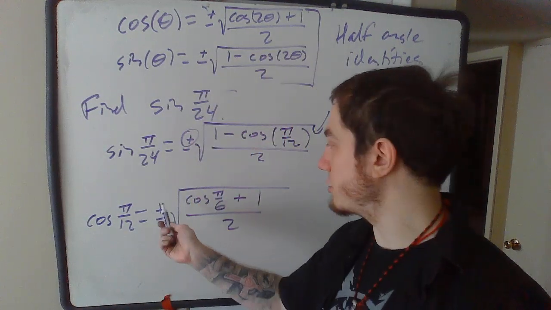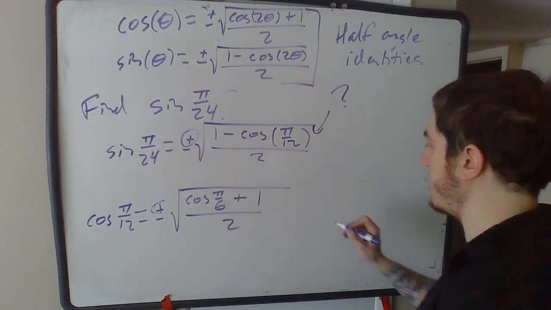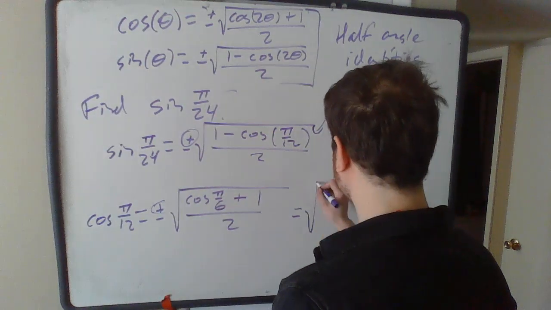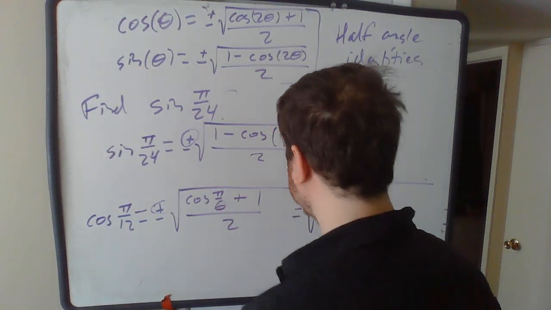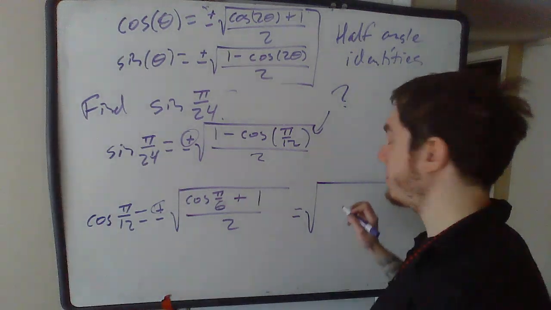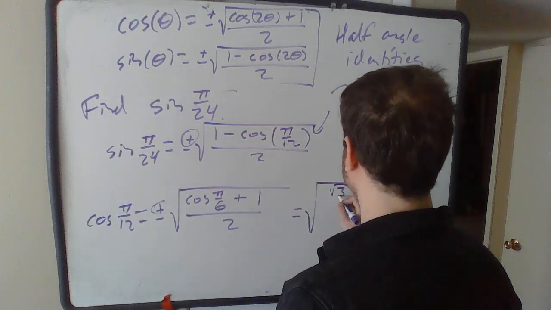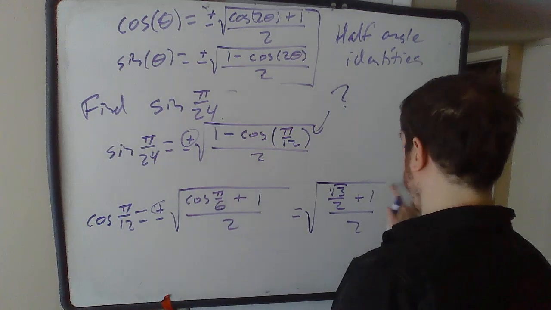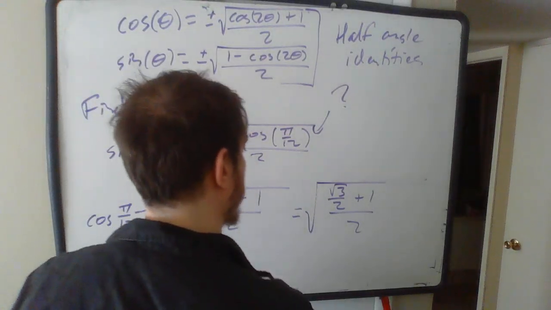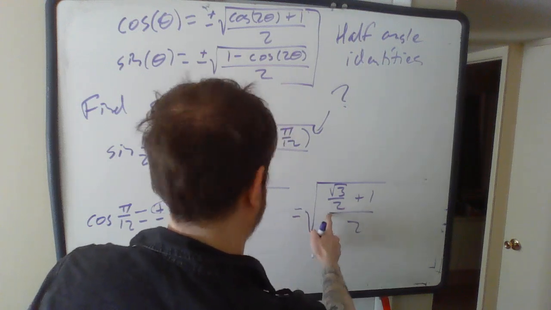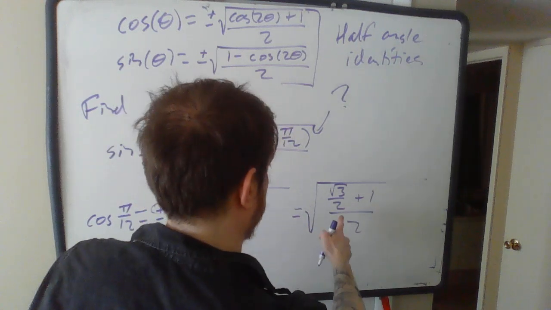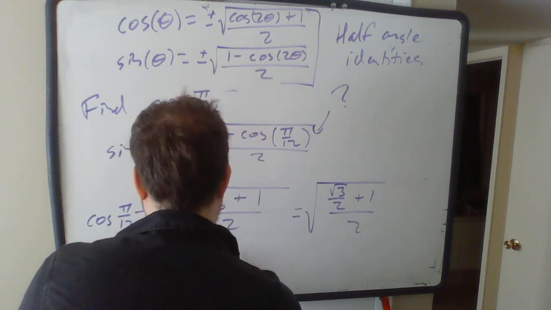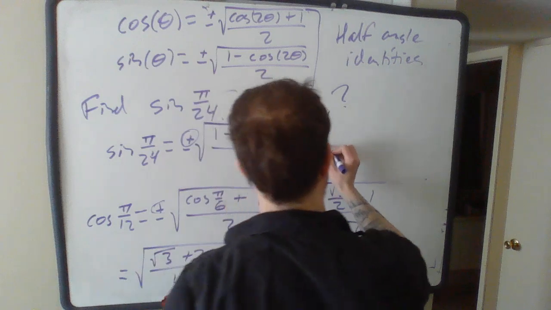Now, pi over 12 is in quadrant 1. We take the positive square root here, and this comes out to be the square root of, now cosine pi over 6, we said this a minute ago in the previous example, this is the square root of 3 over 2, plus 1, all divided by 2. And so this is going to come out to be, let's see, square root 3 over 4 plus 2 over 4. So this is square root 3 plus 2, all divided by 4.